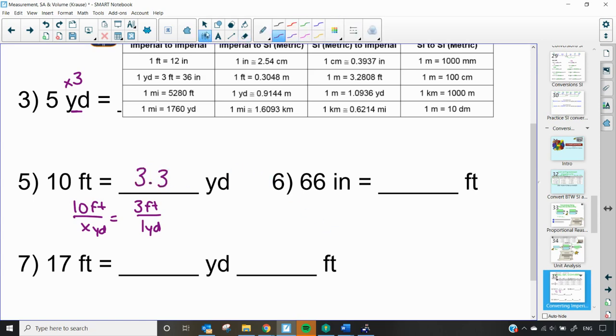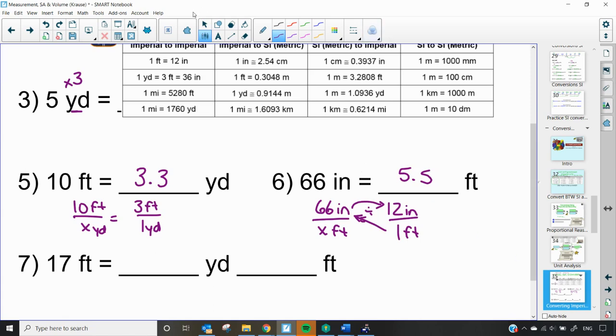All right. Moving on to the next example, I've got 66 inches converting to feet. Well, there are 12 inches in a foot, so I'll set up my proportion. 66 inches divided by x feet equals 12 inches per 1 foot. So cross multiplying, I'm going to have 1 times 66 divided by 12 will give me 5.5 feet.